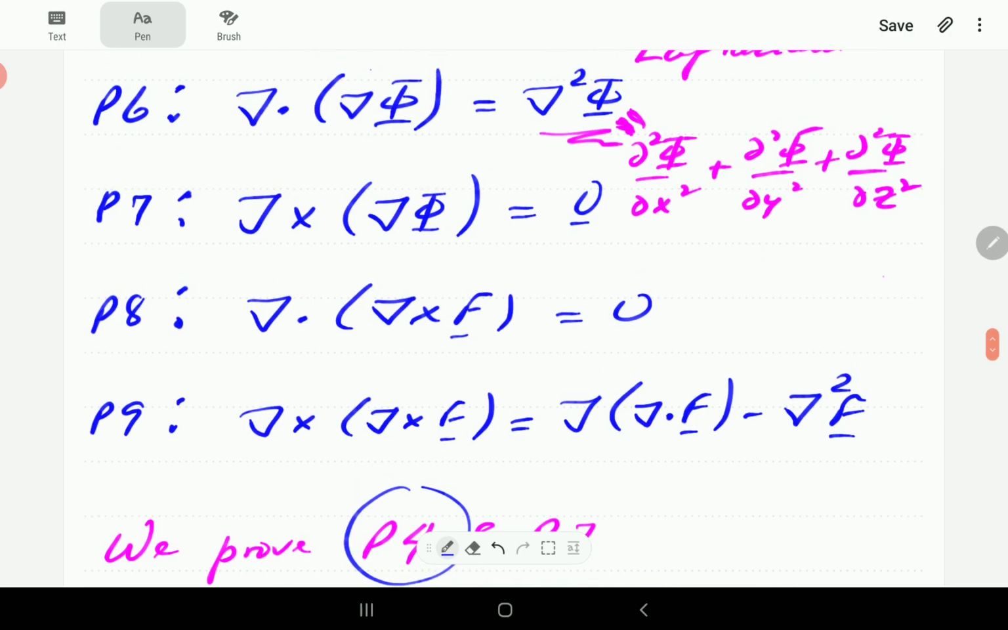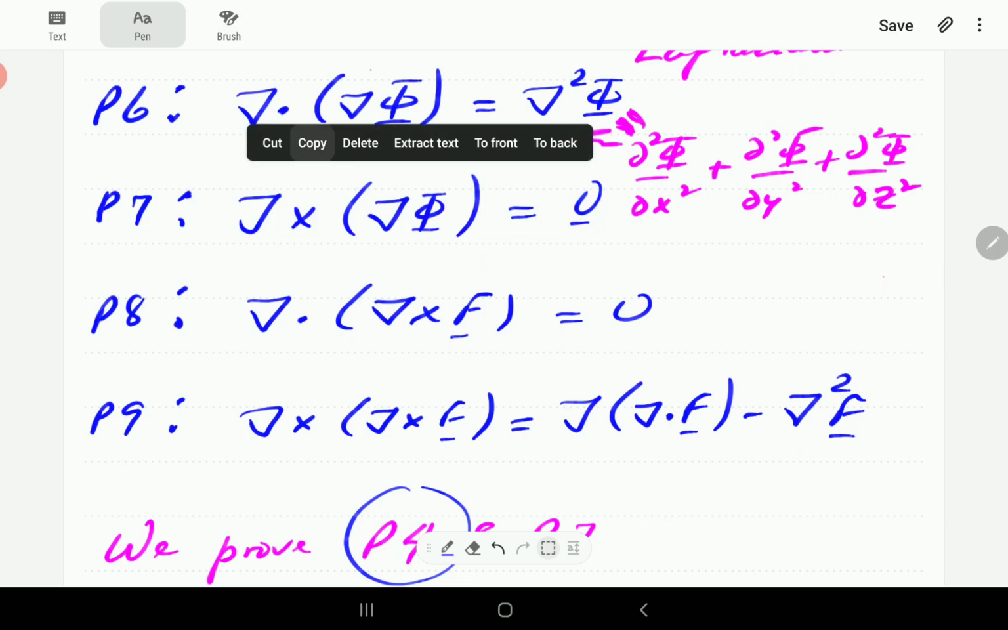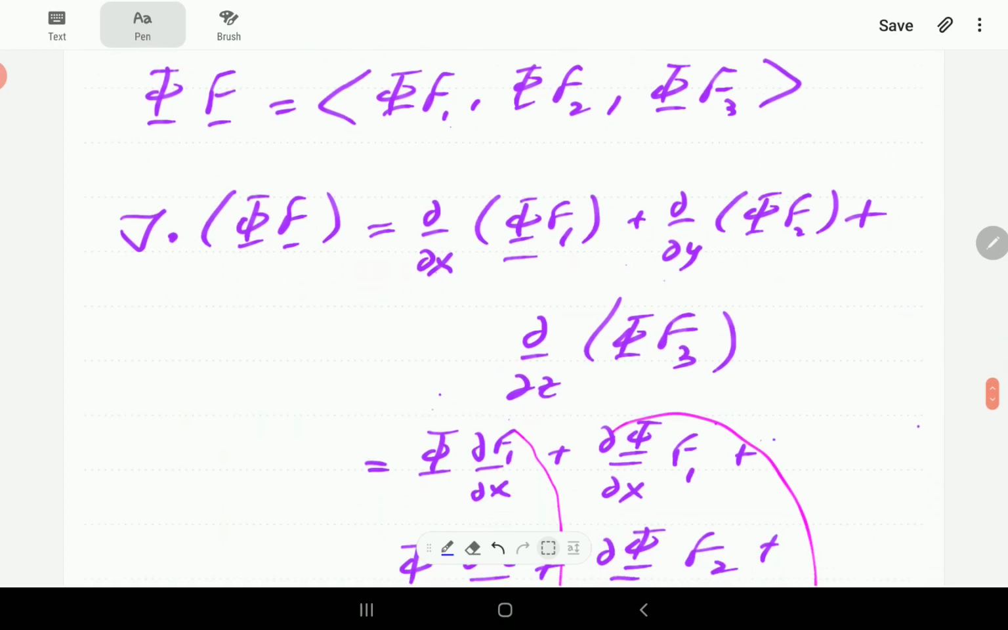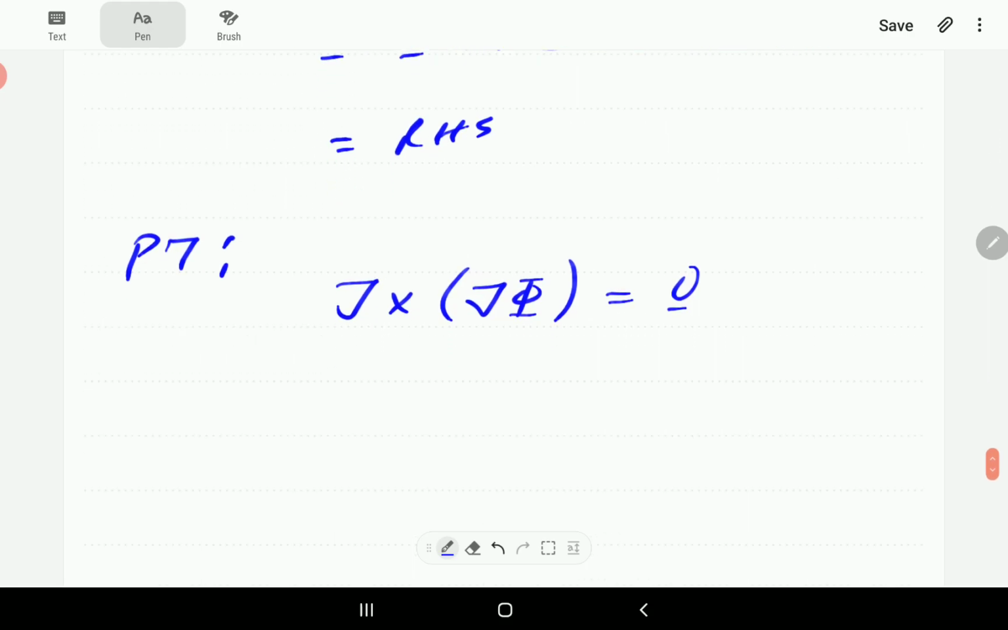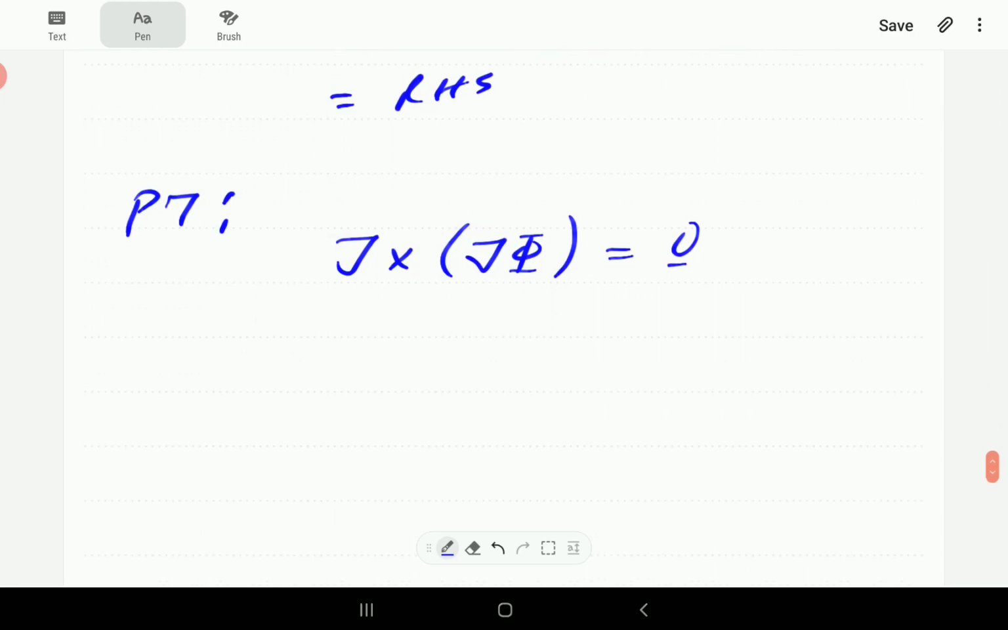We're now going to have a go at proving property number 7, and then we'll give you property number 8 to have a go at proving. So for property number 7, it says the curl of grad phi is the 0 vector. So let's start with grad phi.